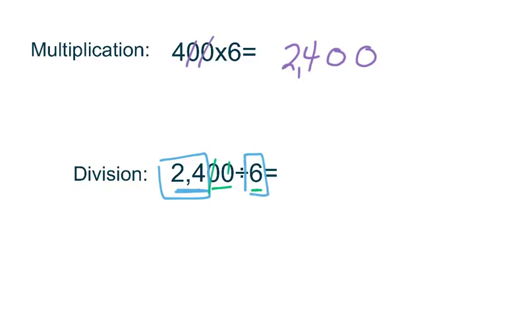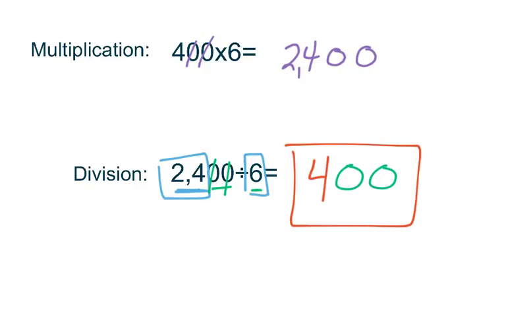So I'm going to take both of these zeros and place them over in my quotient, or my answer to my division problem. And then I need to divide. How many times does 6 go into 24? It goes in 4 times. So my quotient is 400. 2,400 divided by 6 gives me 400. The really important idea here is that we're identifying our basic facts.